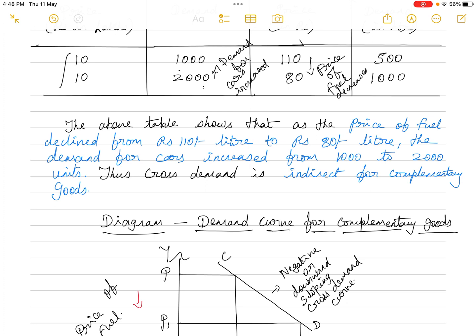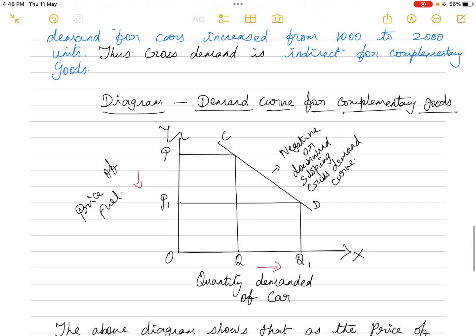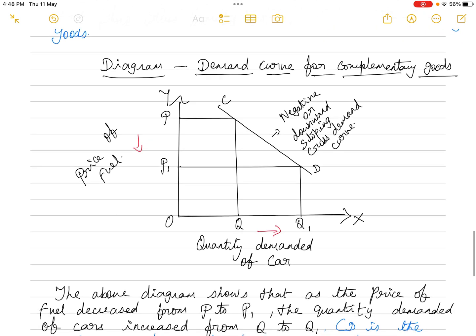The above table shows that as the price of fuel declined from 110 rupees per liter to 80 rupees per liter, the demand for cars increased from 1000 to 2000 units. Thus cross demand is indirect for complementary goods. So here also you have to explain with the help of a diagram. So the diagram, the demand curve for complementary goods.